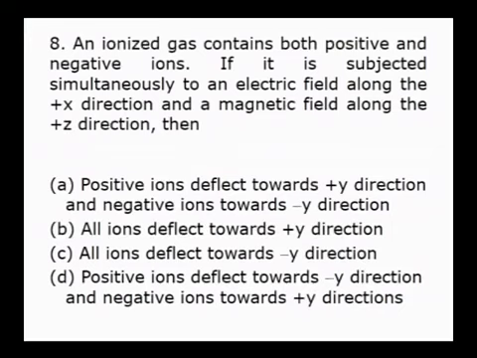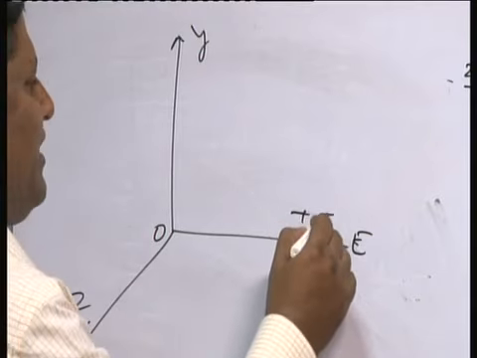In question number 8, you read the question. It is given that positive ions and negative ions are subjected simultaneously to an electric field which is along positive x direction. Okay. And in the question it is given that both ions are there along the positive x direction, that is positive ions as well as negative ions. So you know that whenever a positive ion enters the electric field, it experiences force in the direction of electric field. So all the positive ions start moving in this direction. This is the direction of velocity of positive ions.